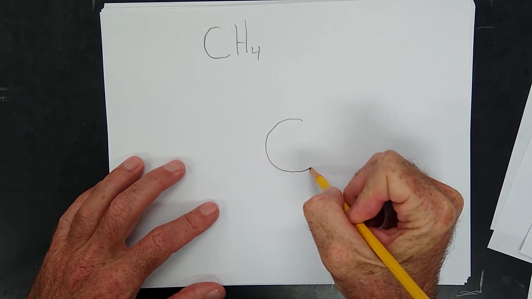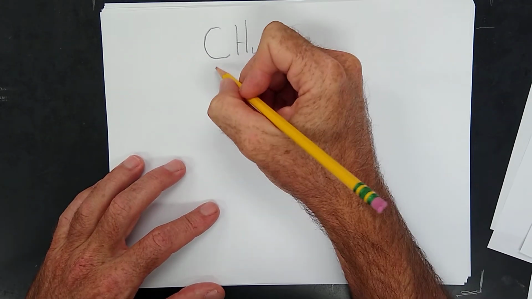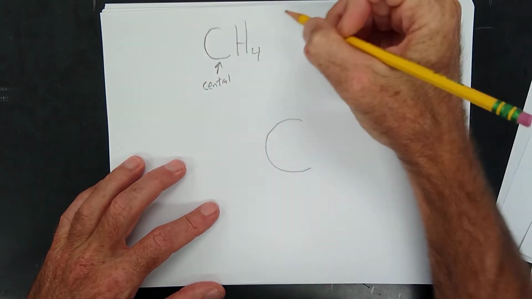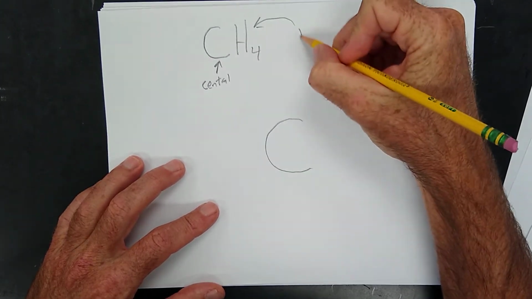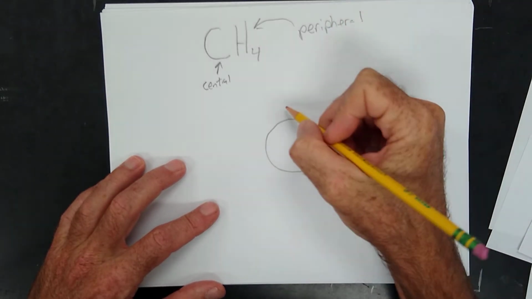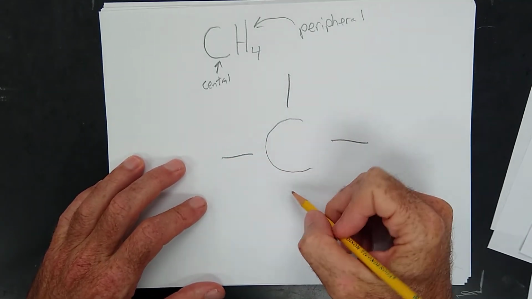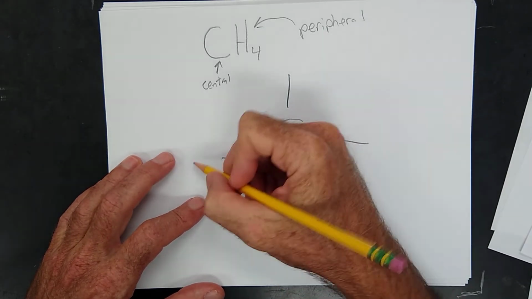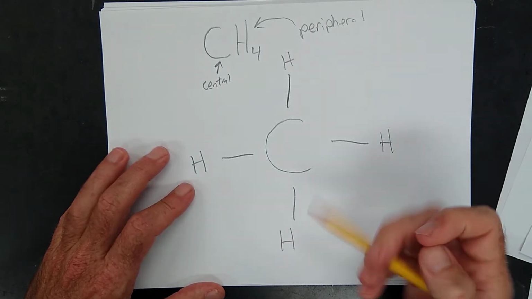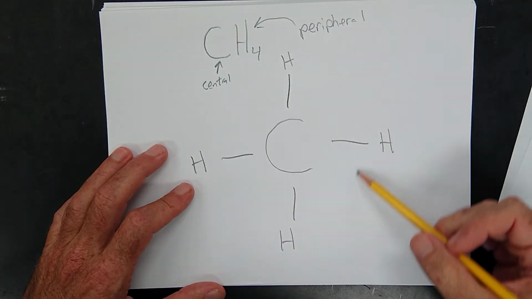Carbon would have to be in the middle. Carbon would have to be what we call the central atom. And the H's have to be on the outside. They're what are called peripheral atoms. The only way you could really draw CH4 would be like this. Now, do we need to draw any extra dots for anybody?